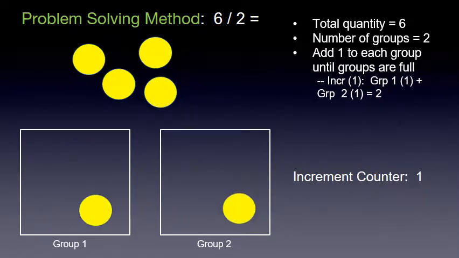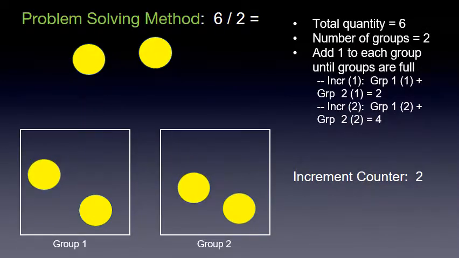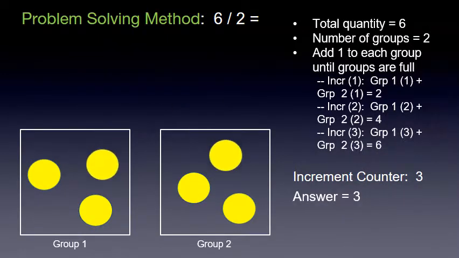Increment number 1, we've added 1 to group 1 and 1 to group 2 for a total of 2. In increment 2, we've added 2 to group 1 and 2 to group 2 for a total of 4. Increment 3, we've now added 3 to group 1 and 3 to group 2 for a total of 6.